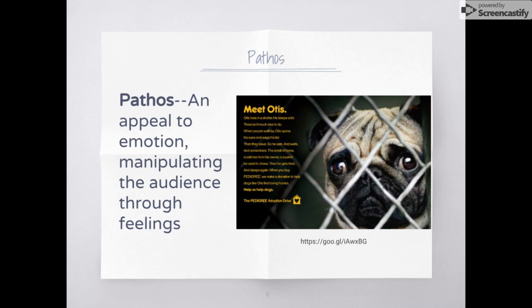Pathos is an appeal to emotion. You can feel a lot of emotions. You can feel happiness, sadness. You can feel uplifted or sentimental. All of those feelings, if felt strongly enough, can manipulate you and make you support something. So Otis here is manipulating you behind his fence with his sad pug eyes, and you want to help him, so you're more likely to support the pedigree adoption drive.